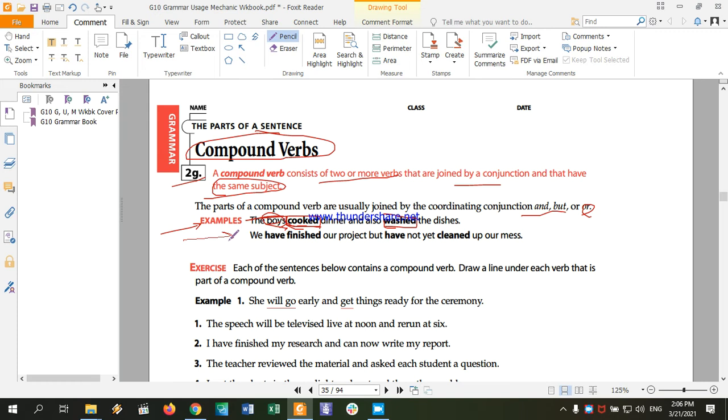Number 2, we have finished our project but have not cleaned up our mess. Where's the subject? That's we. This is the subject. Have finished, this is the first verb, and have not cleaned in the negative form, this is the second verb, so we have a compound verb. It has two verbs. So let's now take a look at the exercise.